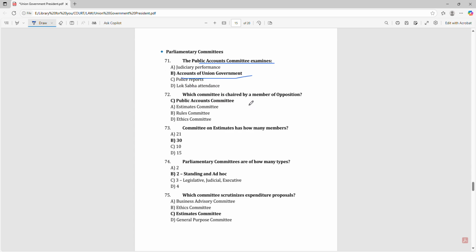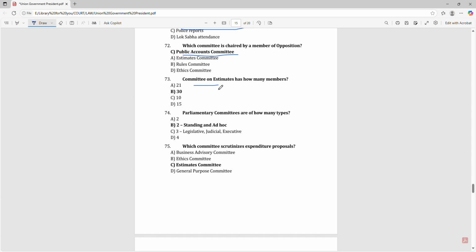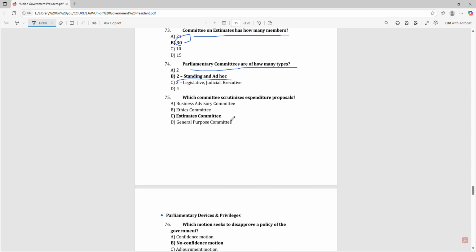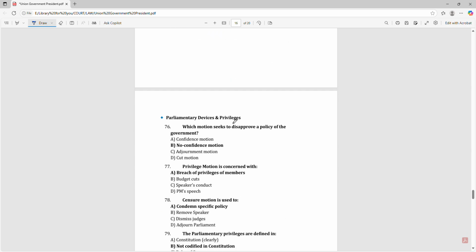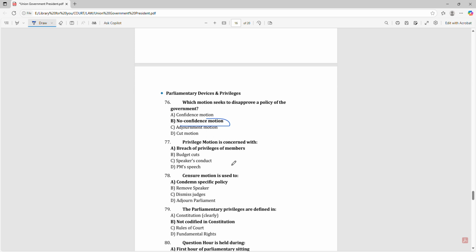Which committee is chaired by a member of the opposition? Public Accounts Committee. How many members does the Committee on Estimates have? That is 30. How many types of parliamentary committees are there? Two, standing and ad hoc. Which committee scrutinizes expenditure proposals? That is the Estimates Committee. Which motion seeks to disapprove a policy of the government? No-confidence motion. Privilege motion is concerned with breach of privilege of members. Censure motion is used to condemn a specific policy.